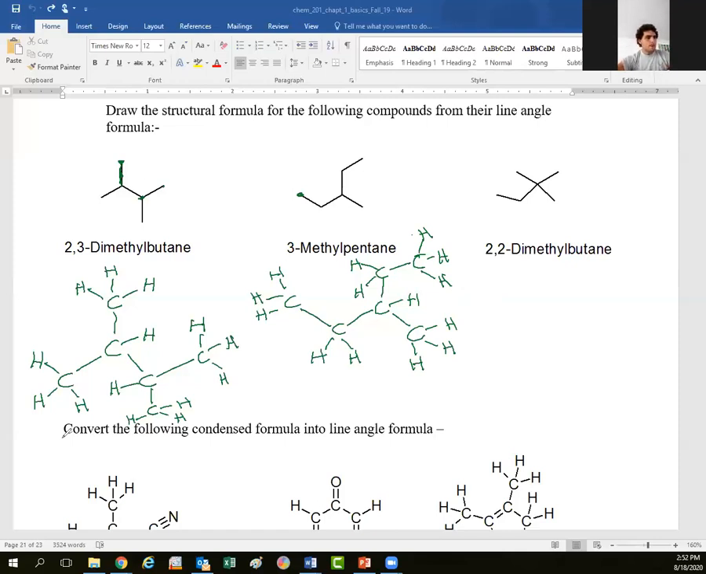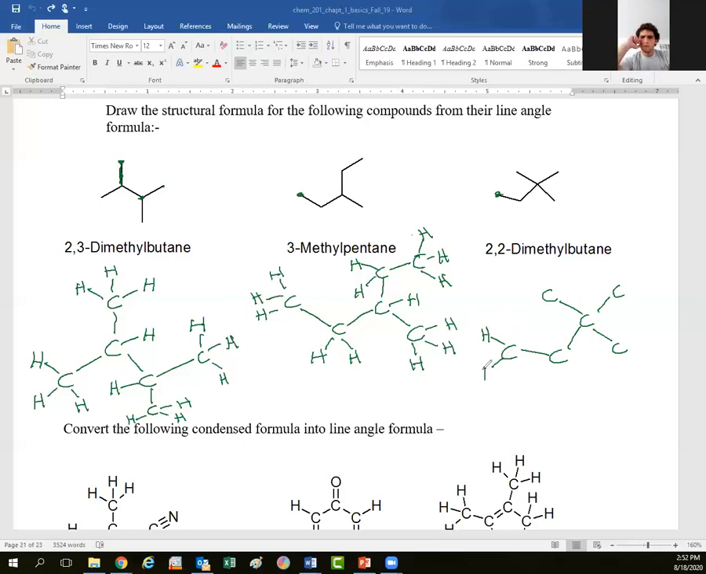Finally, the 2,2-dimethylbutane. Let's start at this point. Put in a carbon there, slopes down to the next one, up to the next, and then off in 3 separate directions. The 3 remaining carbons, there's our backbone to the molecule.